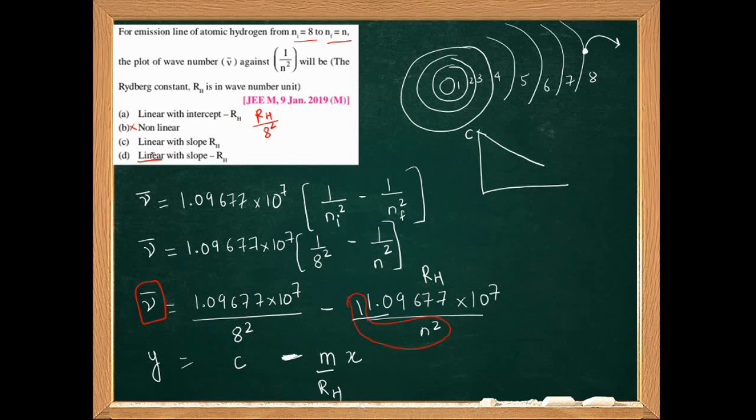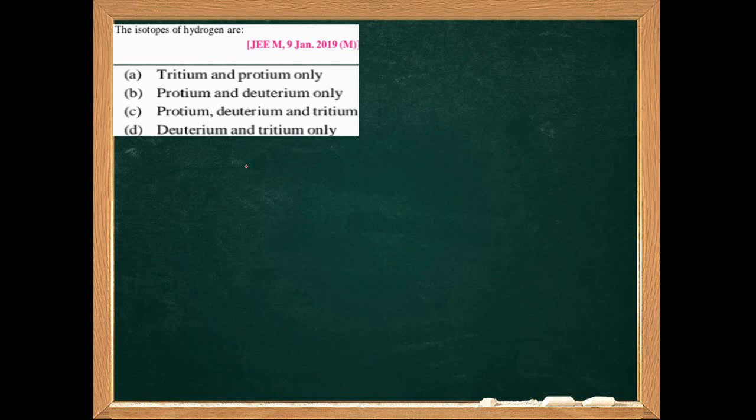Non-linear is not the option. Linear with slope RH? No, the slope is minus RH. The slope with minus RH is option D. Okay. Then the isotopes of hydrogen are.